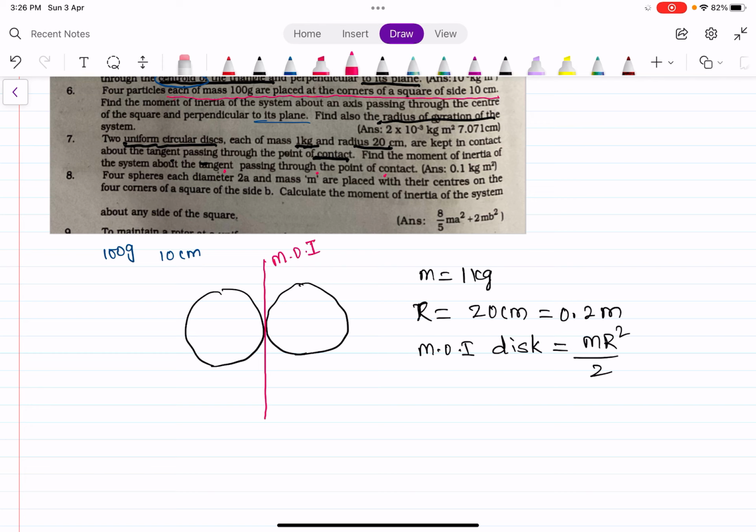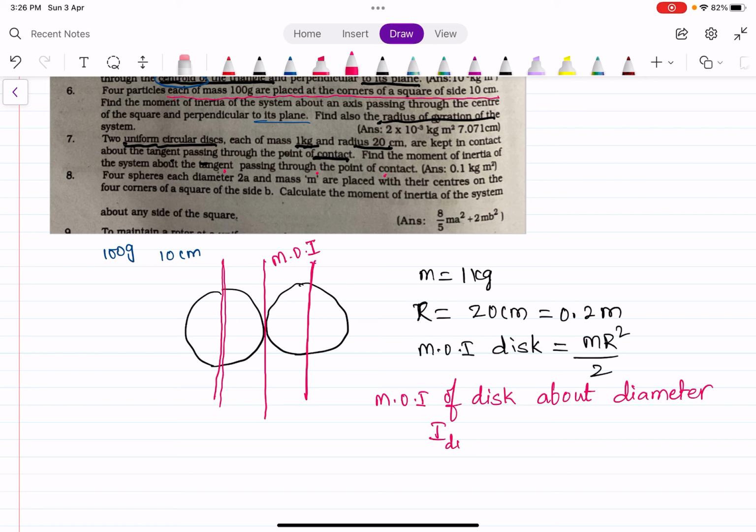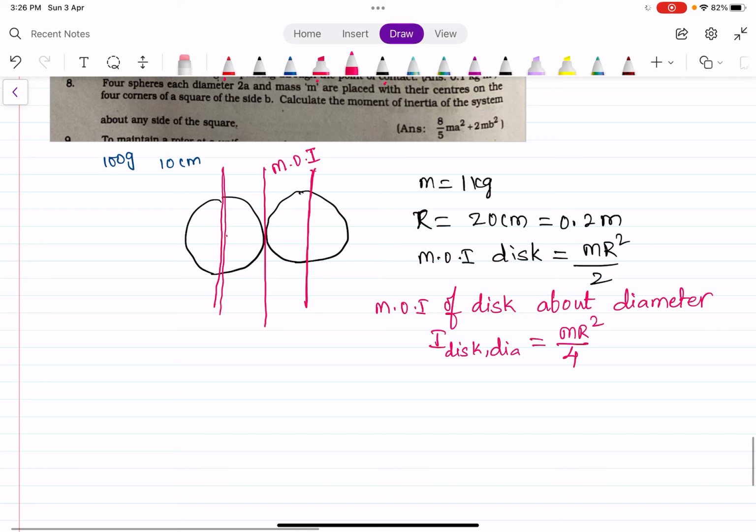We need to find the moment of inertia about this axis. In order to find this, we need to know the moment of inertia of this disk about the diameter, and the moment of inertia of this disk about this diameter. We have discussed in the previous class that the moment of inertia of a disk about diameter is given by mr square by 4. Now we can apply the parallel axis theorem, as the axis is passing through this point, and the distance between these two parallel axes is nothing but R.